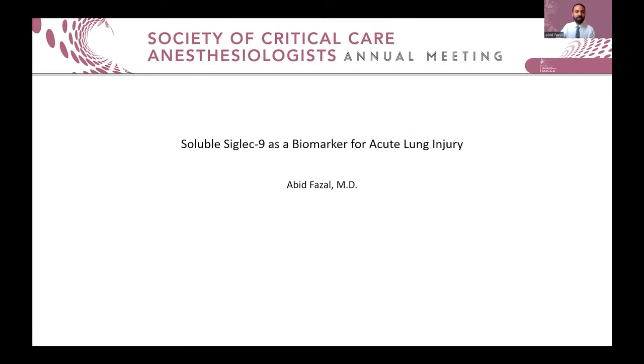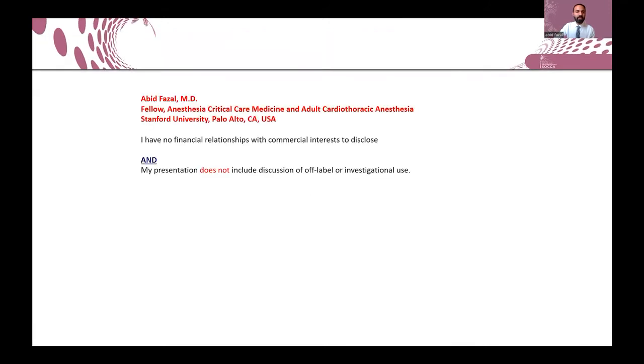Today, I'll be talking about soluble Siglec-9 as a biomarker for acute lung injury. I am a critical care medicine and cardiothoracic anesthesia fellow at Stanford University, and I have no financial conflicts of interest to disclose.